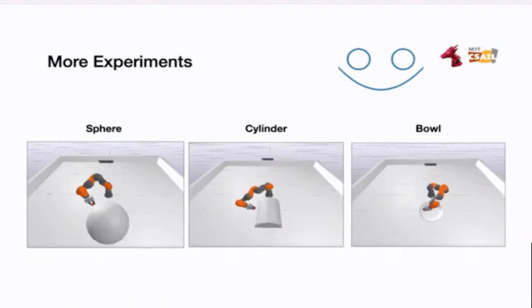On this slide, we show three experiments, each performing the same trajectory from the previous slide and shown on the top of this slide, but over an array of different surfaces with different curved geometry, some convex, some non-convex.